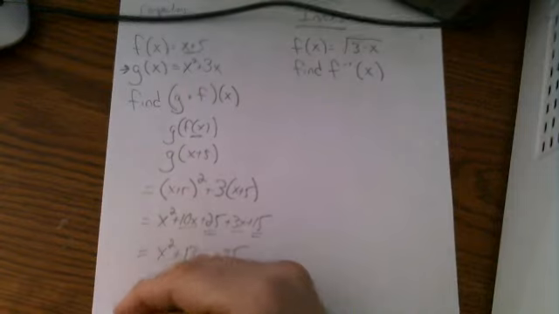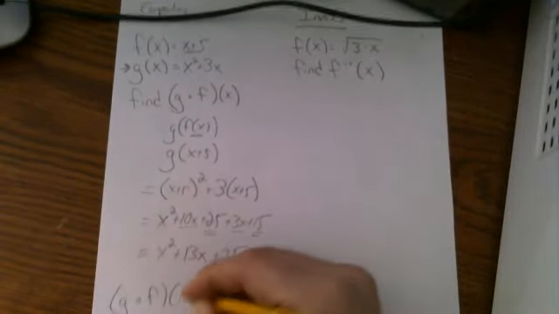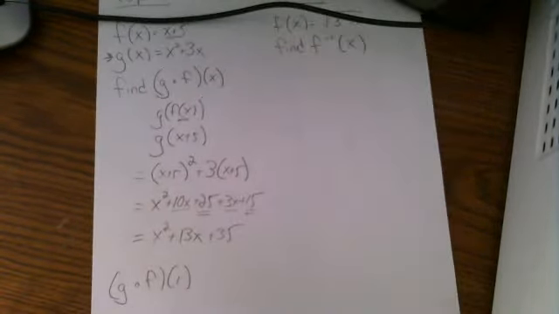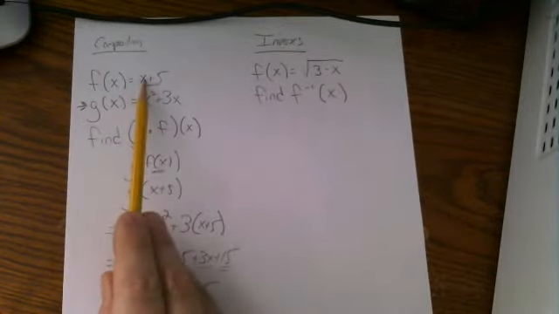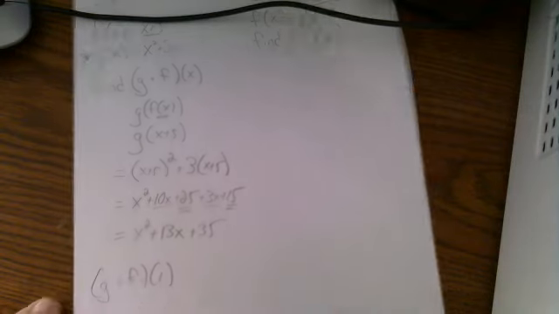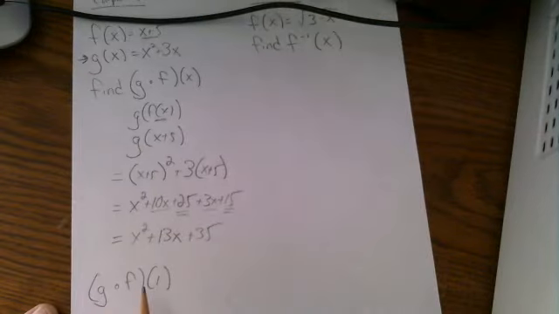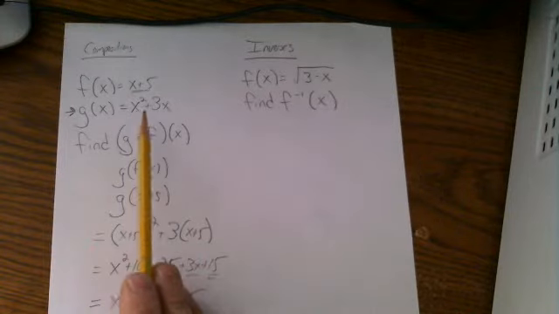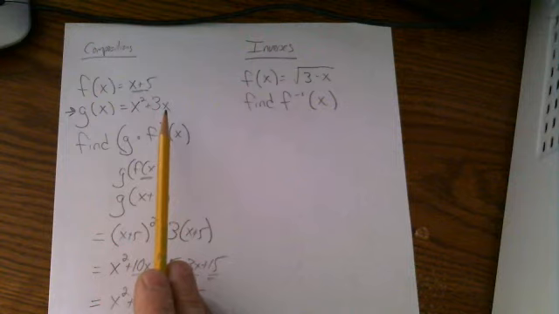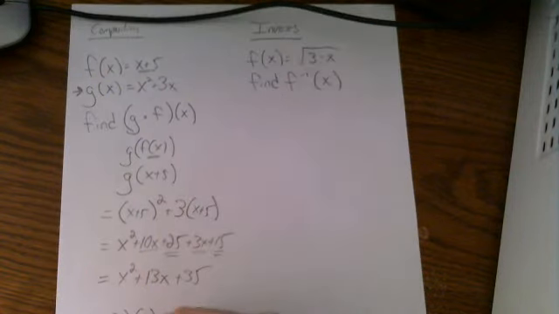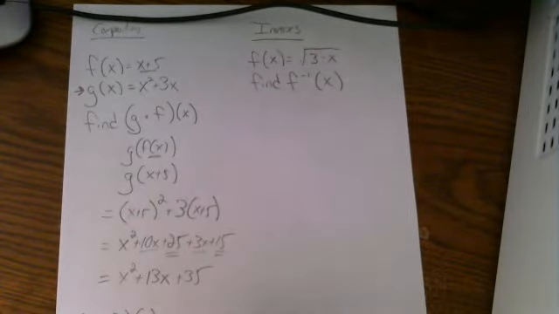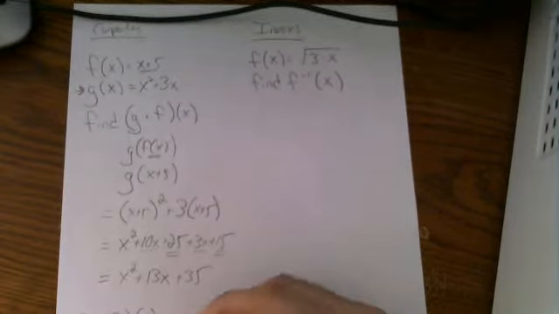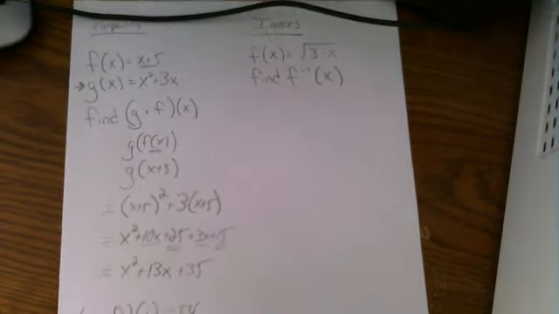If they had asked me for g of f of 1, well, there's two ways I could do this. I could plug 1 into f, get 6, and plug that into g. So f of 1 is 6, so g of 6, 6 squared is 36, 3 times 6 is 18, and 36 plus 18 is 54. So therefore, g of f of 1 is 54.